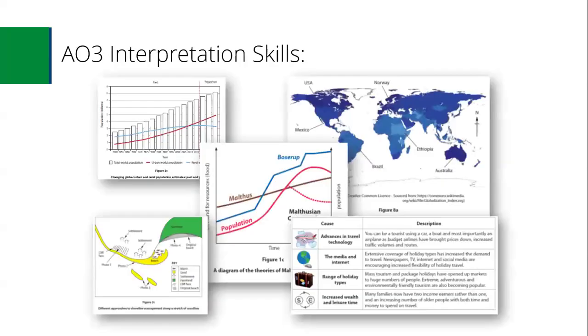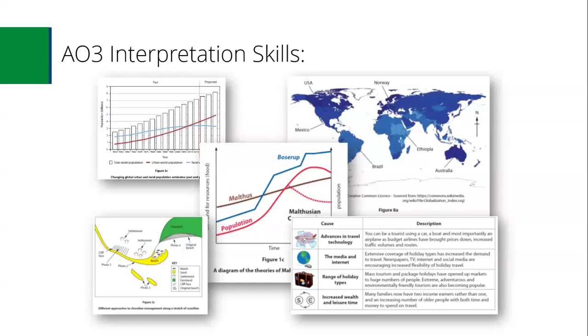In terms of those AO3 interpretation skills, this is used to assess their ability to apply their understanding to unfamiliar situations and, in some cases, make their own links between aspects of the subject content. Application must lead to interpretation and analysis, evaluation, and making a judgment.